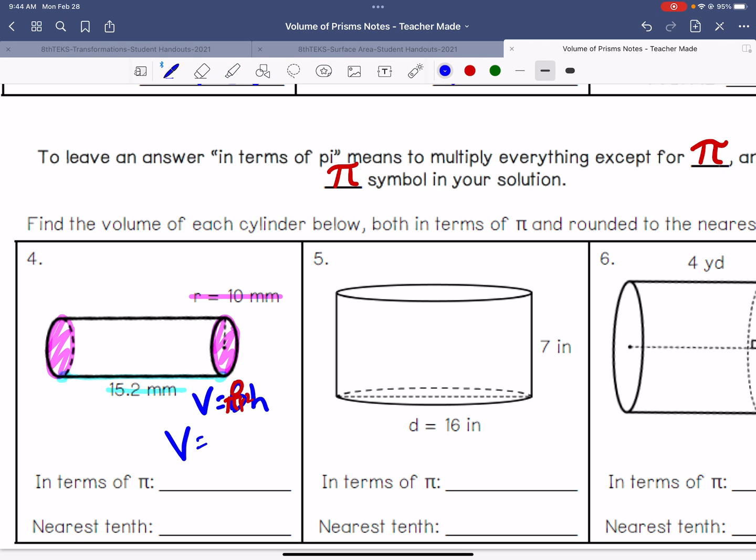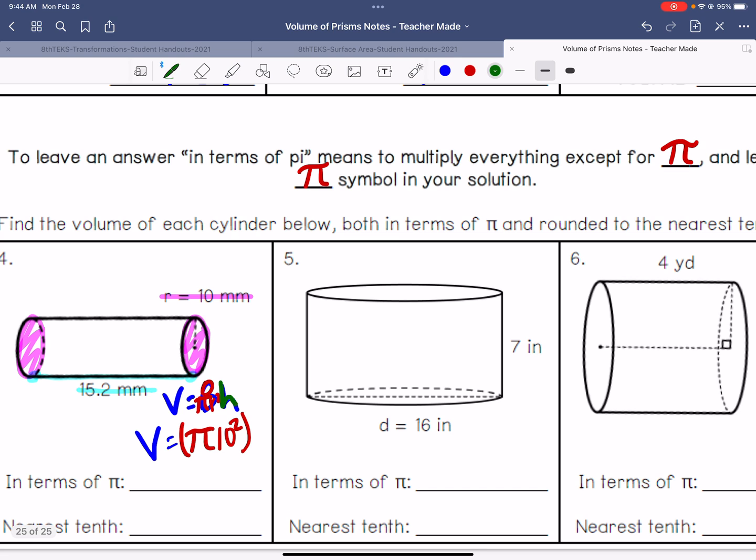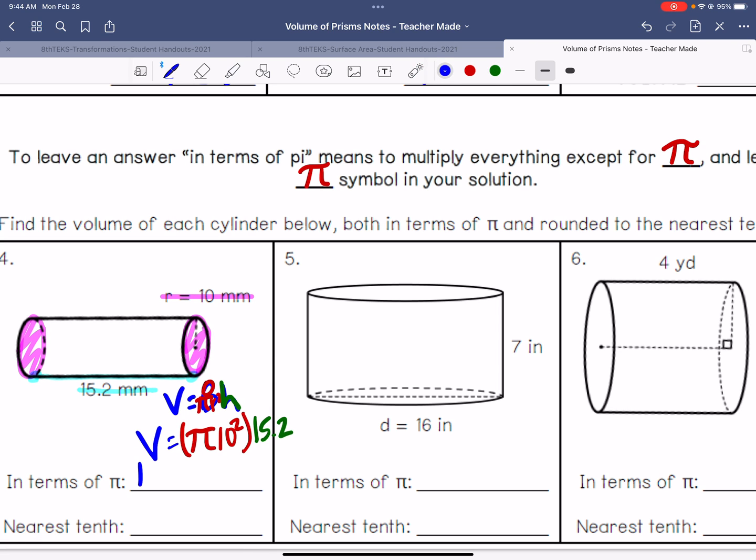V equals pi times 10 squared times the height of 15.2. So what I'm going to do is I am only going to type in this part and this part into my calculator. So 10 squared times 15.2, which is going to get me 1,520, and then I have to leave pi on there.